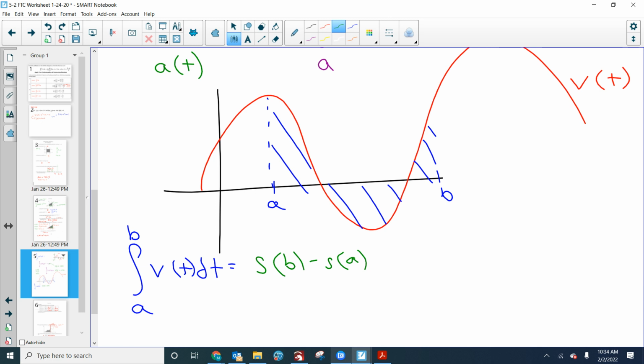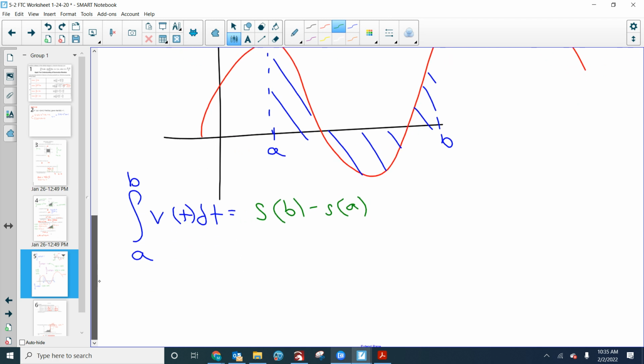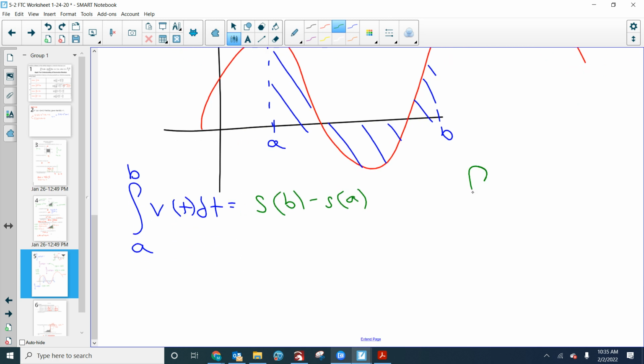Antiderivative, plug in the final x value, minus, and then plug in the initial x value. Come on, isn't that crazy? To find the area under a curve, you take the antiderivative, plug in the final value, plug in the initial value, and subtract. Not so hard. Okay? Let's test it. We've done this before.